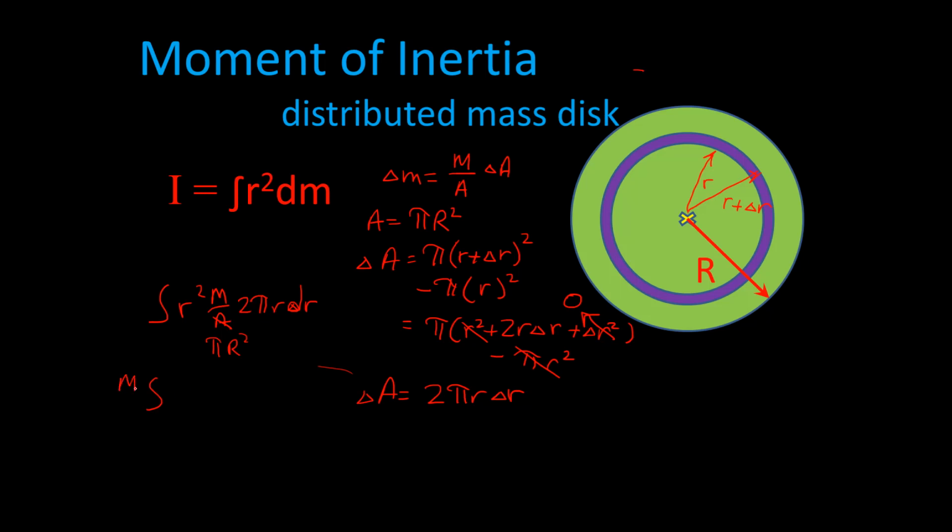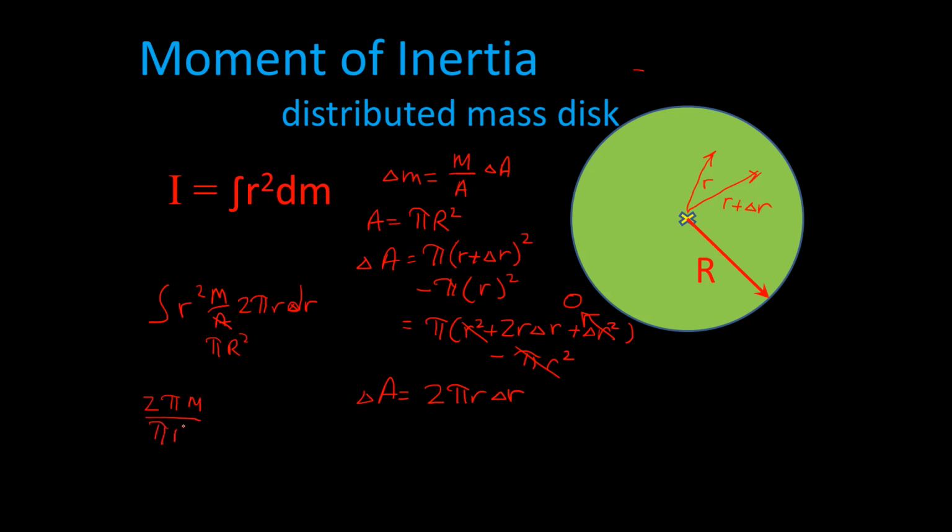It looks like we're going to have m over... how come this isn't writing? I'm right at the edge, that's what it is. Hold on a moment, let me adjust this. All right, let's move all those constants out in front. So we're going to get 2 pi m over pi r squared. We're going to take the integral of r cubed dr evaluated from 0 to r.